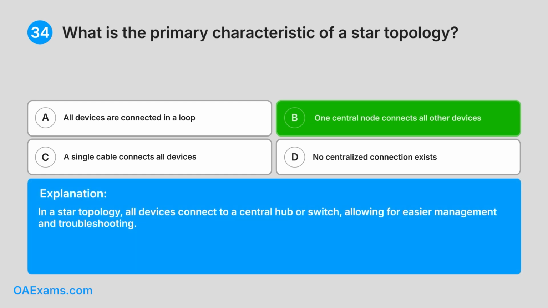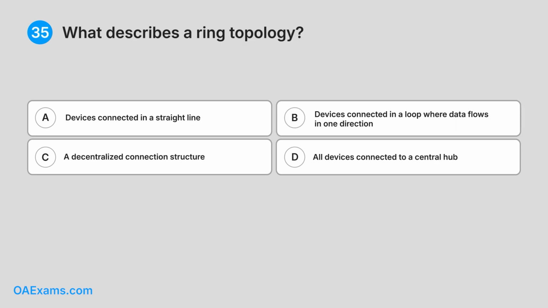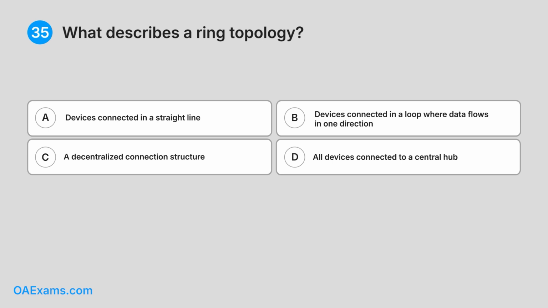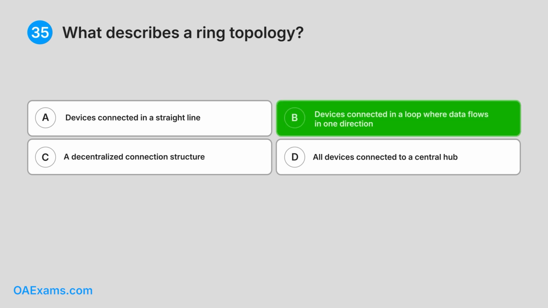Explanation: In a star topology, all devices connect to a central hub or switch, allowing for easier management and troubleshooting. 35. What describes a ring topology? A. Devices connected in a straight line. B. Devices connected in a loop where data flows in one direction. C. A decentralized connection structure. D. All devices connected to a central hub. Do you know the answer? Correct answer: B. Devices connected in a loop where data flows in one direction.